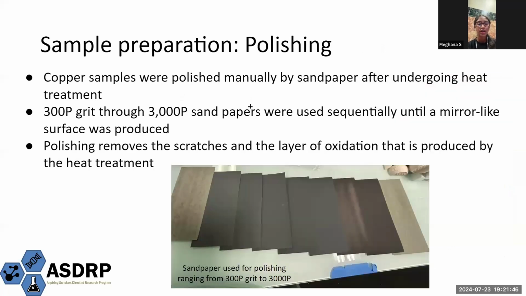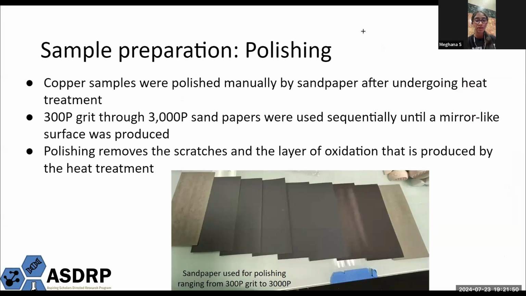The second part is polishing. Copper samples are polished manually using different types of sandpaper after undergoing heat treatment. The different sandpapers are shown below, and they range from 300 to 3000. The 300 grit to 3000 grit sandpapers were used sequentially until a mirror-like surface was produced on the copper. Polishing removes the scratches and the layer of oxidation that is produced by the heat treatment.